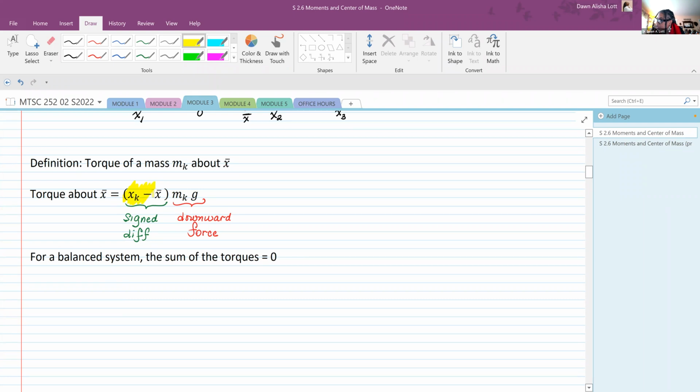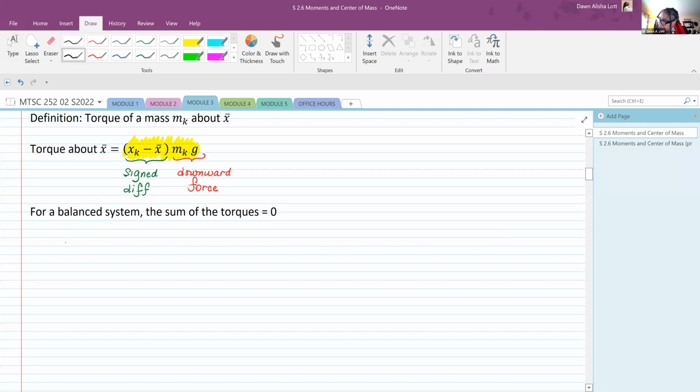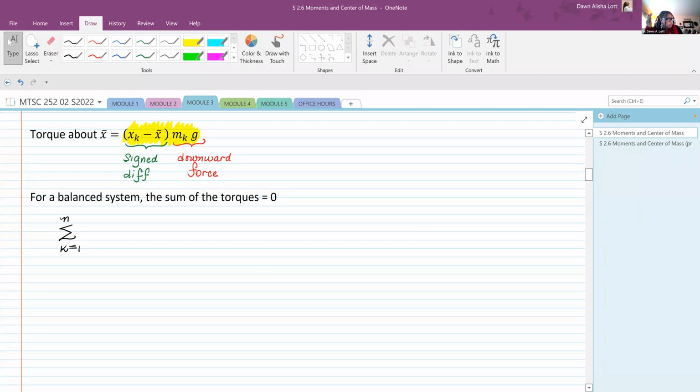Excuse me, this is the torque for 1 x k. So let's look at summing them all. When we sum them all, we get the sum from k equals 1 to n. In our case, n was 3, but in general it can be more than that. And we're going to sum them all up. So we sum xk minus x bar, which is going to be our center of mass.